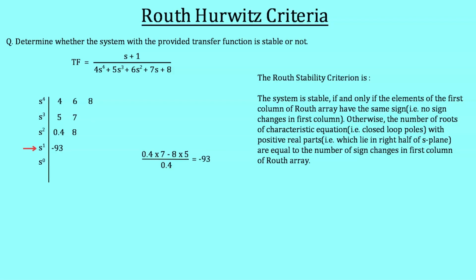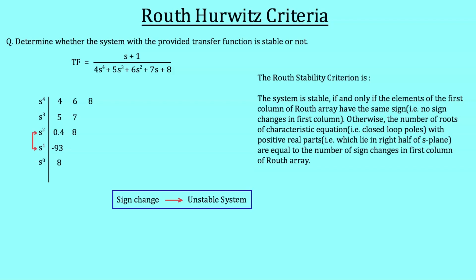In the same manner, we can also find the next two rows. Now, in the Routh table, as you can see, the first element in the third row is 0.4, whereas in the fourth row it is -93. We can see clearly one term is positive and the other term is negative. It means that there is a sign change, and since there is a sign change, we can say this system is unstable. In the question, we have to simply tell whether the system is stable or not.